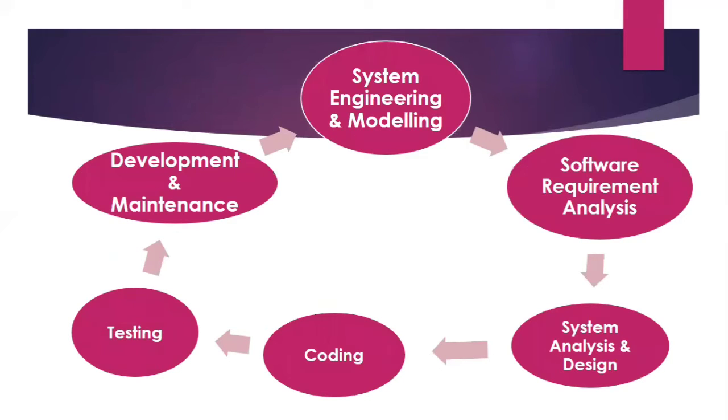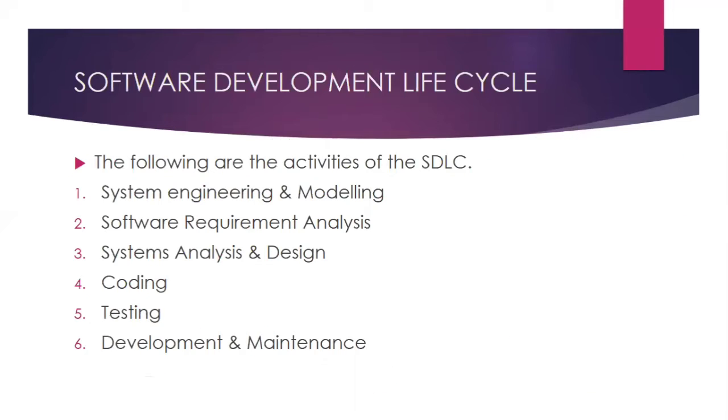Now, these are the various phases that you will see in the SDLC: system engineering and modeling. This is the first phase, right? I'll tell you the details also. Then comes software requirement analysis, then system analysis and design, then coding, then testing, and then deployment and maintenance. So let us first start with system engineering and modeling. These are the same points that I showed you in the previous slide.